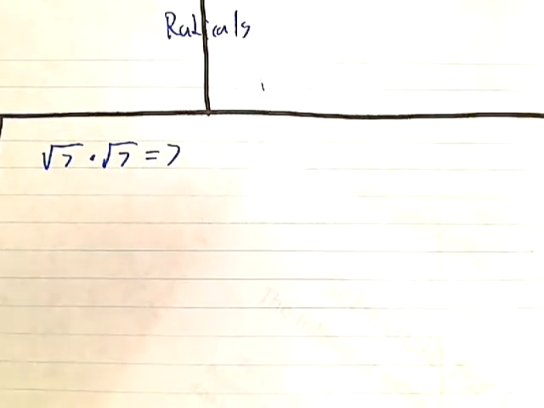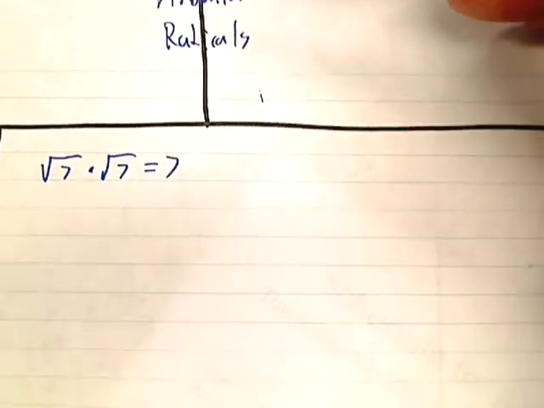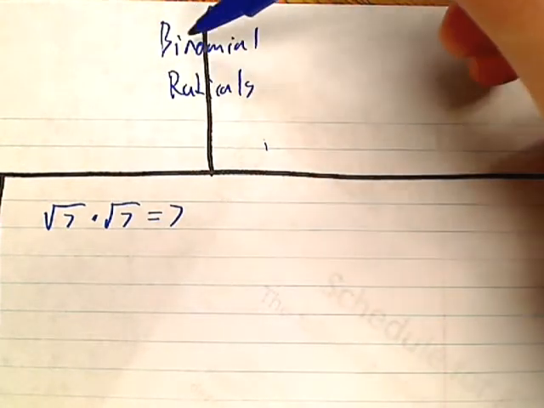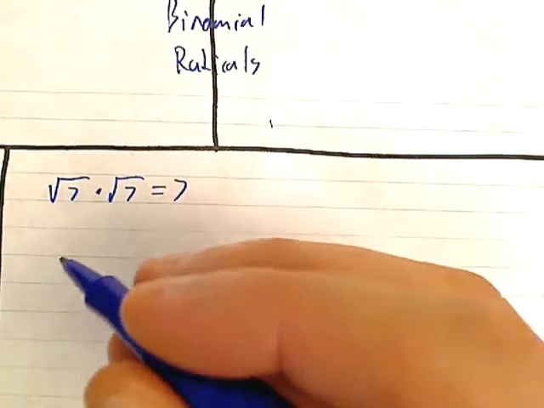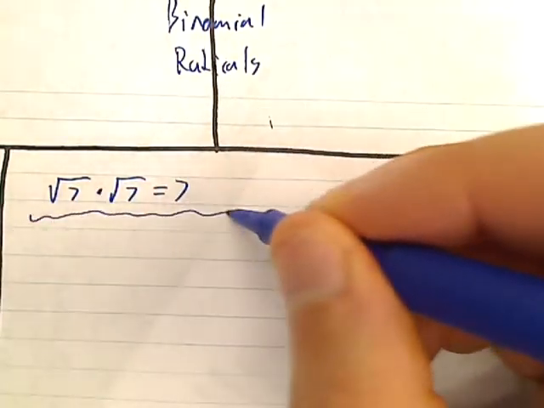Okay, binomials means that we are adding and subtracting. It means we have a polynomial of two terms with a plus or minus sign between them. So really we're talking about adding and subtracting radicals. So let's go ahead and add or subtract some radicals.